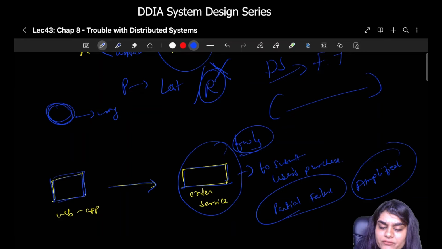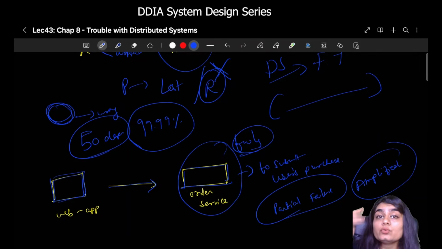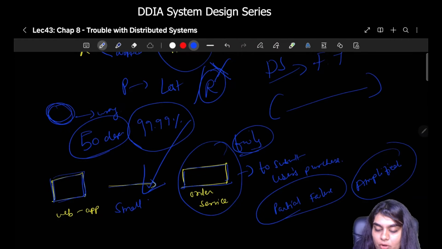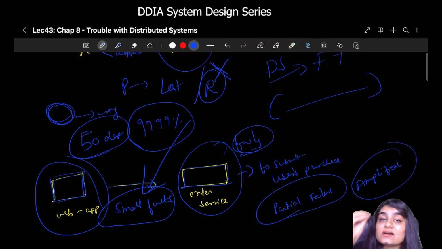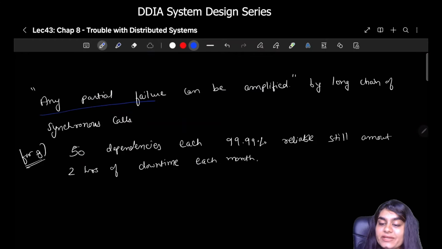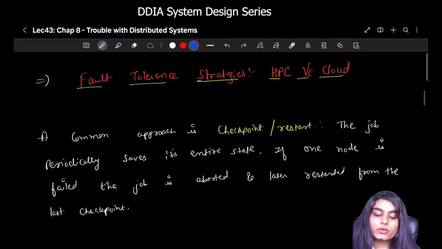For example, 50 dependencies, each 99.99% reliable, still amount to hours of downtime each month. In practice, this means small faults can ripple through a large application, which makes a tiny outage affect many users. Okay. Any partial failure can be amplified by long chains of synchronous calls. Okay. So now let's discuss fault tolerance strategies like HPC versus cloud.